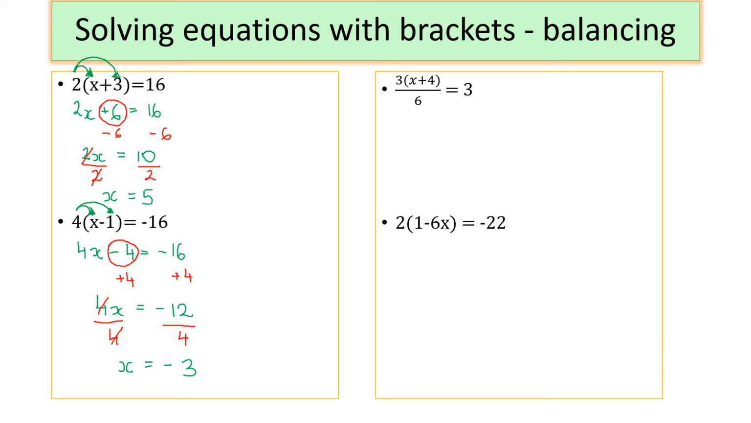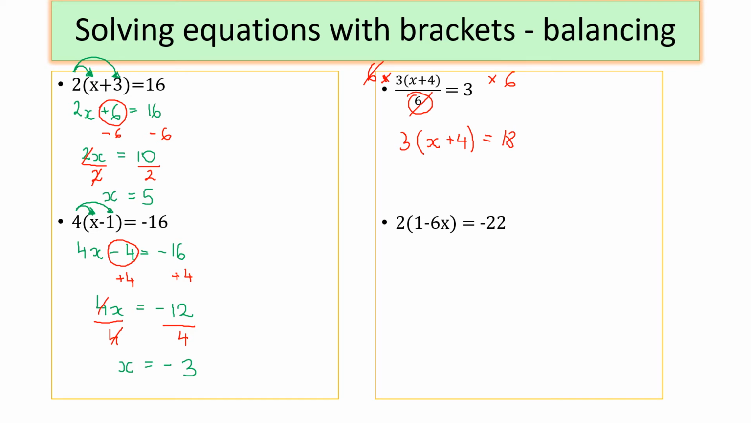Now the question on the right hand side is slightly harder. There are more steps. I want to get rid of the fraction first. Now remember, the fraction line means divide, so to do the opposite I need to times. So I times this side by 6 and this side by 6. Now the 6's cancel, and I have the numerator left. So I have 3 bracket x plus 4, and that is equal to 18. Yes, 3 times 6 is 18.